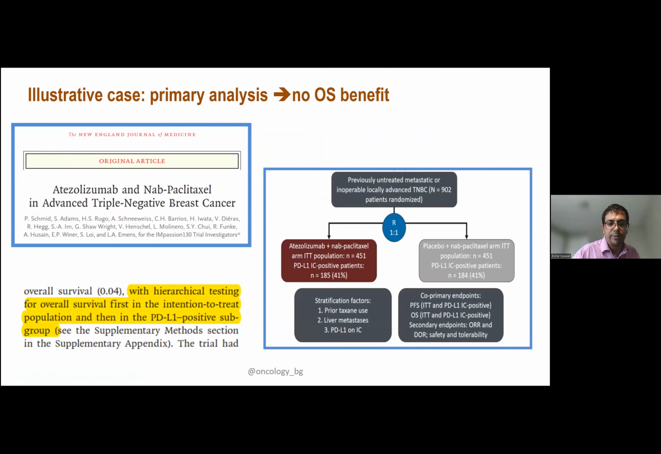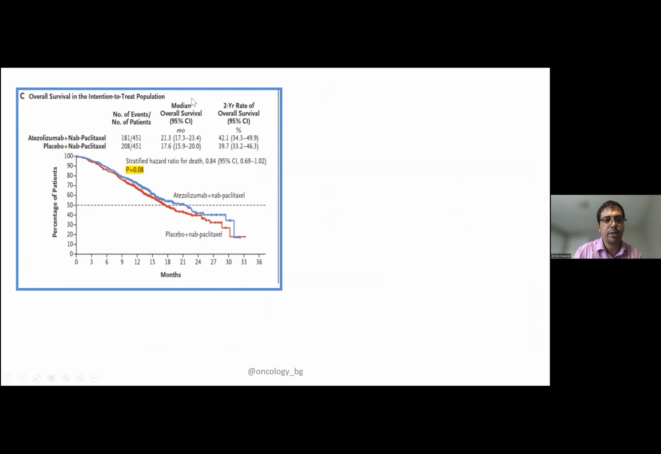One more example from the atezolizumab trial that I showed first in my first slide. Here in the trial protocol, they said that if the overall survival was positive in the intention to treat in the total population, then they would run overall survival in the PDL1 population. But in the total population, the p-value was not less than 0.05, it was 0.08. So it was not positive.